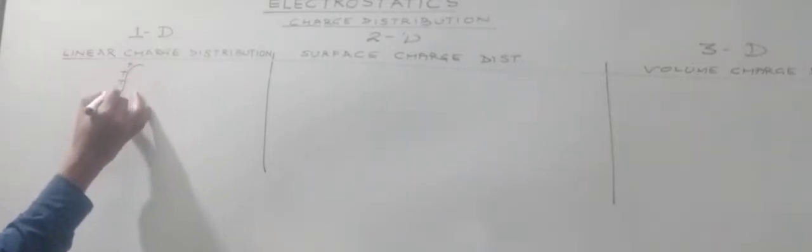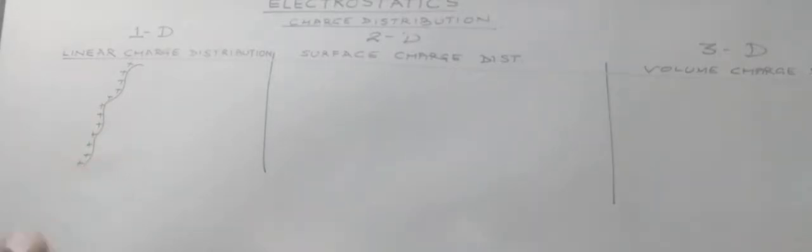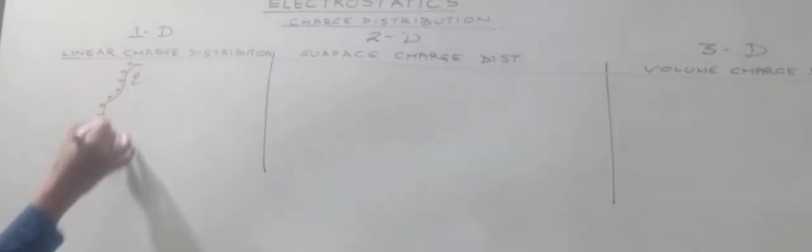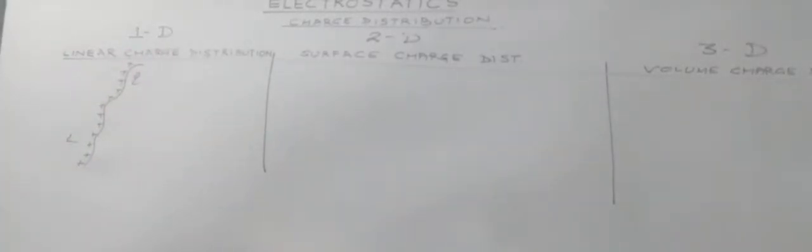Linear means, just as I've told you, suppose this is a thread or any line and charge is uniformly distributed over here. It's a linear charge distribution. Net charge Q is distributed uniformly over length L. It can be a straight line or a curved line.